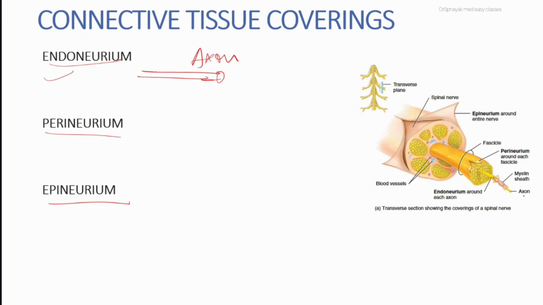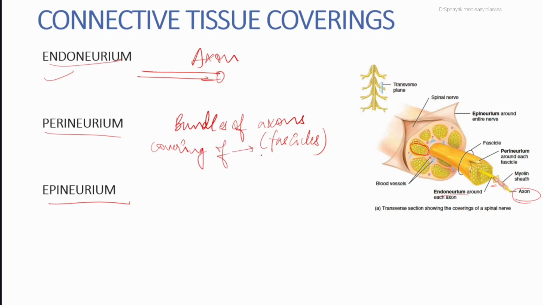As we can see in this image, this is a single axon, and the covering of this single axon is known as the endoneurium. Then we have the perineurium. There are bundles of axons, also known as fascicles. These are the bundles of multiple axons, and this whole bundle would be termed a fascicle. And the covering that covers each fascicle is known as the perineurium. The covering of fascicles is termed the perineurium.